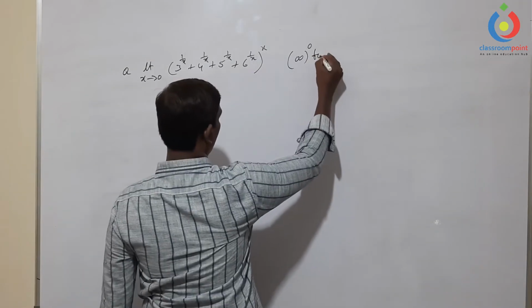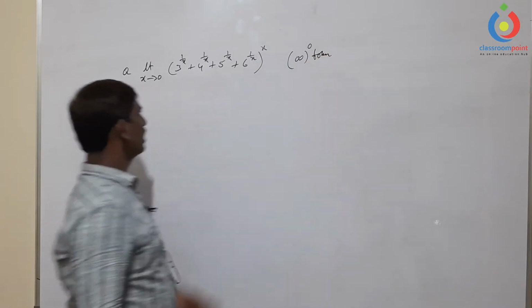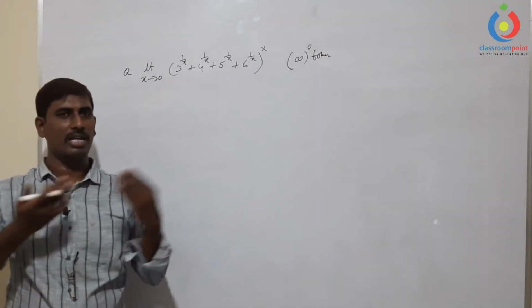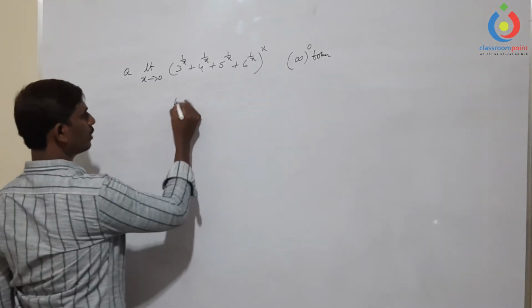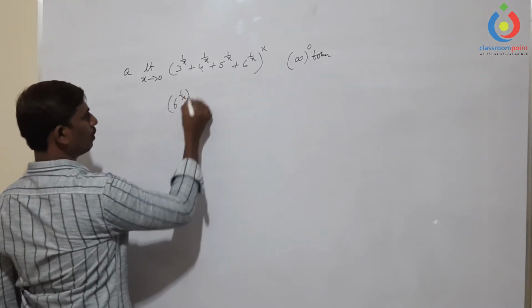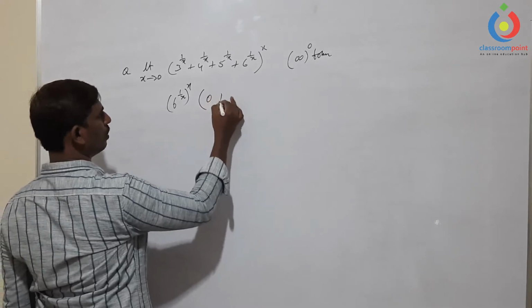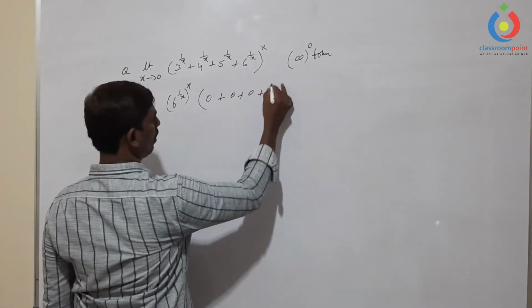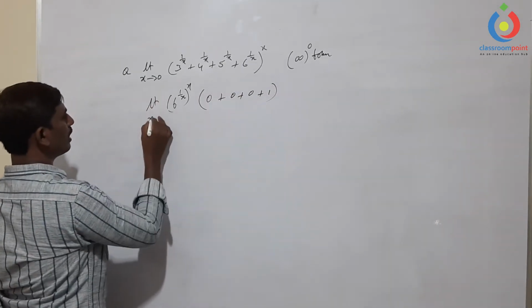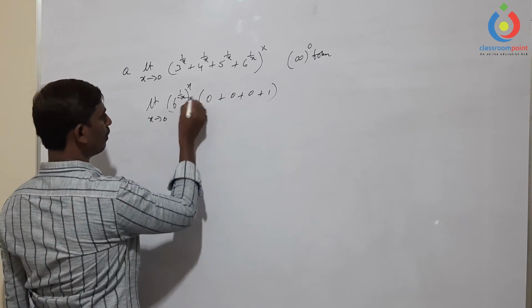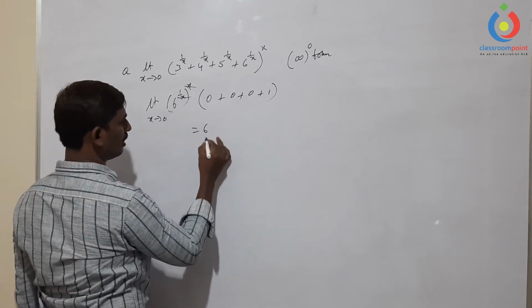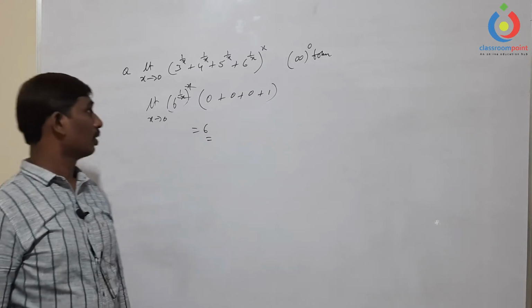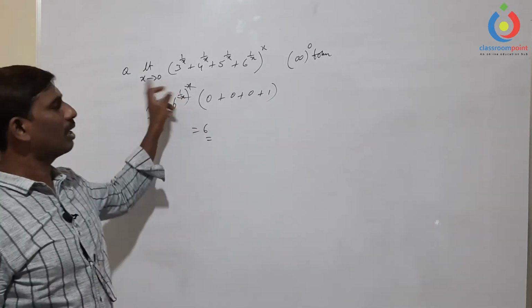Okay. Then what to do here? Same. Which is the highest value? You take that outside: 6 power 1 by x, whole power x. The rest is 0, 0, 0 plus 1. Limit x tends to 0. Then automatically x will cancel. The answer is 6. So remember, x tends to 0 or x tends to infinity is not important.